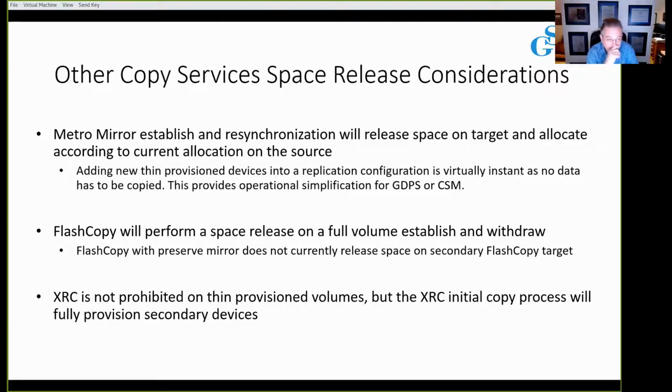The other thing from a copy services perspective, you see here, if we're suspended with MetroMirror, we don't do the release on the secondary while we're suspended. So whenever I establish a pair or resynchronize a pair, then a space release will be performed on the target to match the allocation on the source and target.